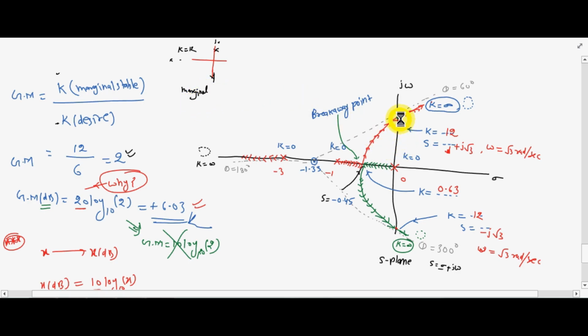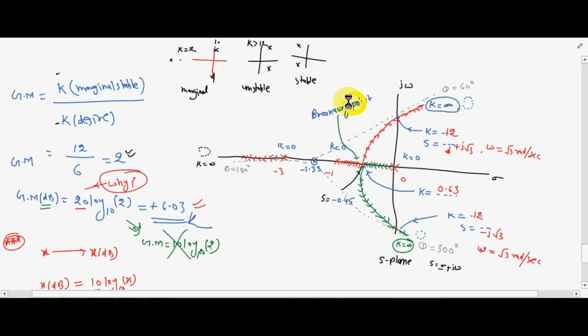When k is more than 12, say k equal to 15, the poles may be at this location, on the right side of the j omega axis, and this system is unstable because the poles are located on the right side of the j omega axis. And when the value of k is less than 12, our poles may be located at this point and this point, and this system is a stable system.